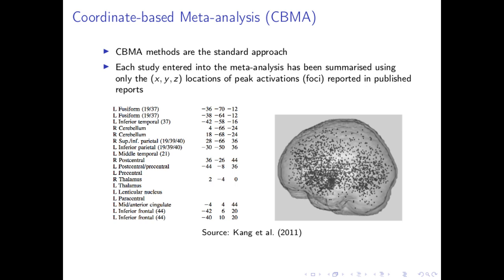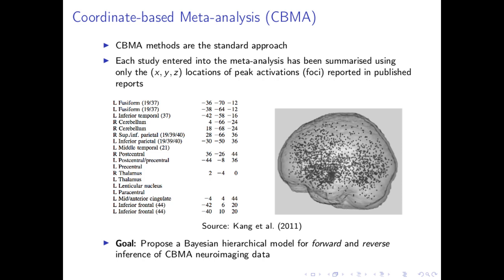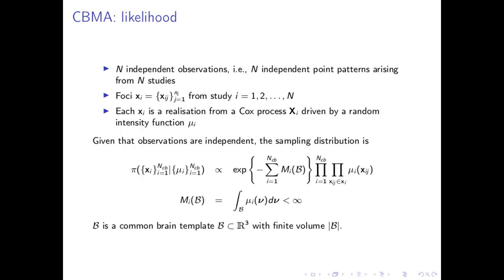So we need to build a suitable model for this type of data. And the goal here, or what we try to do in the paper, is to propose a Bayesian hierarchical model that can accommodate both forward and reverse inference for coordinate-based meta-analysis data. Because of the nature of the data, we went borrowing from the spatial statistics literature. So in terms of notation, we have capital N independent observations, which are our N studies that get into my meta-analysis. So we have capital N independent point patterns. And we call the foci, the set of points that get reported by the different studies, lowercase xi. Each study reports a set of foci, peak activation coordinates. And generally, the number of foci reported by each study, this n_i, is very small, about 4 or 5. This is the mean.